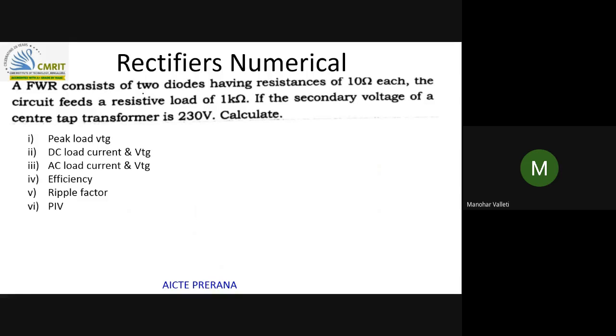Moving on to the next problem. I am focusing only on how you find Vm. The rest of the things, I guess you can find. A 2-diode circuit obviously means a center-tapped full wave rectifier, with 10 ohm load. If the secondary voltage of the center-tapped transformer is 230 volts, that means V2 is 230. But what you want is Vs. Vs equals 230 by 2, right? How much do you get? 115 volts. RMS is not mentioned here, but since the secondary voltage is given, it is clearly AC. So this is 115 volts RMS.